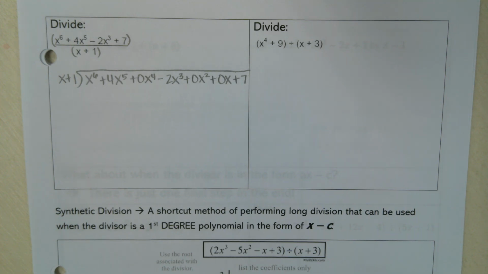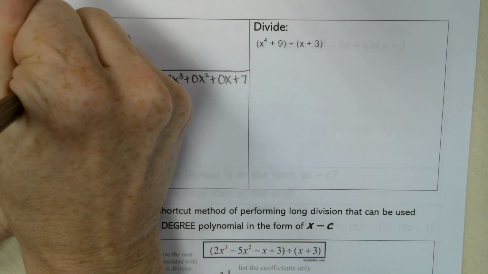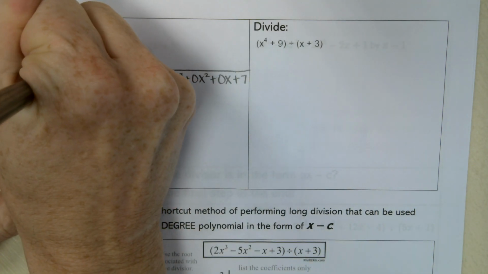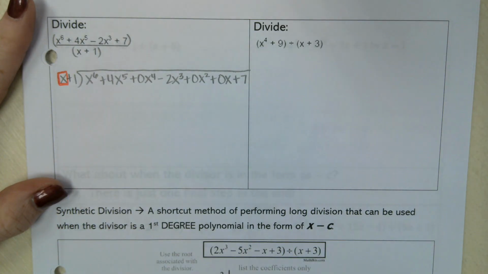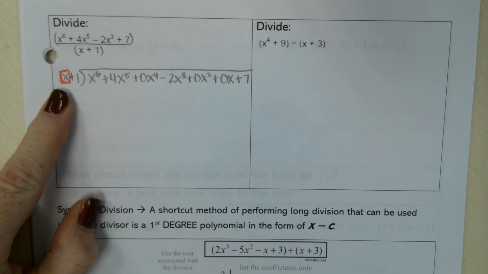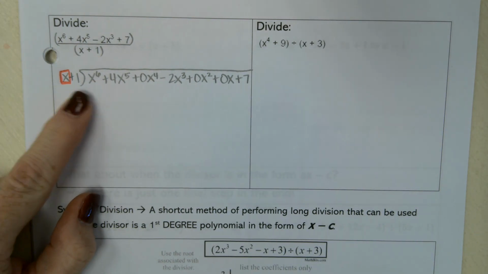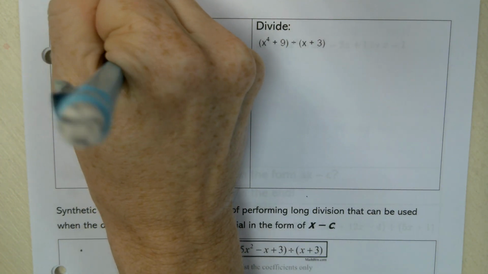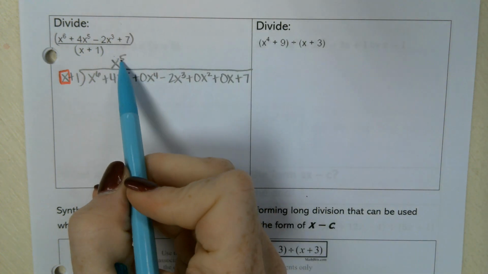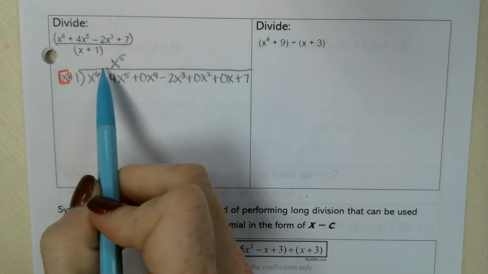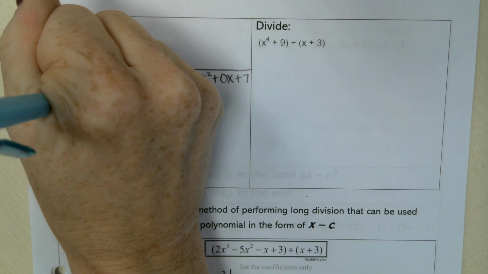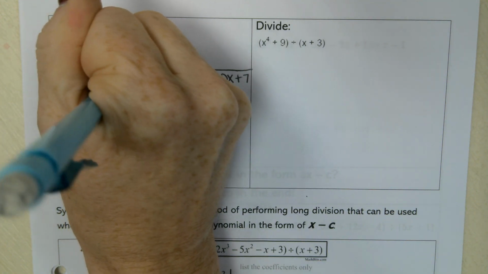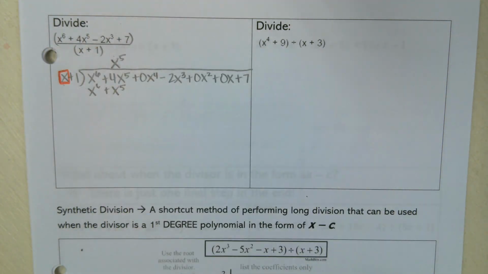Okay, now I'm going to put a box around this x because that's what I'm really looking at. Okay, what do I multiply by x to give me x to the 6th? X to the 5th. Okay, so this x to the 5th gets multiplied by the x and the 1. So that's x to the 6th plus x to the 5th.